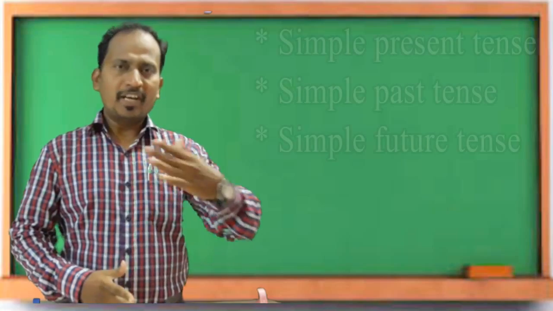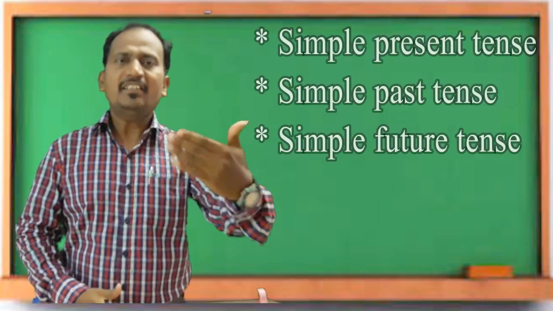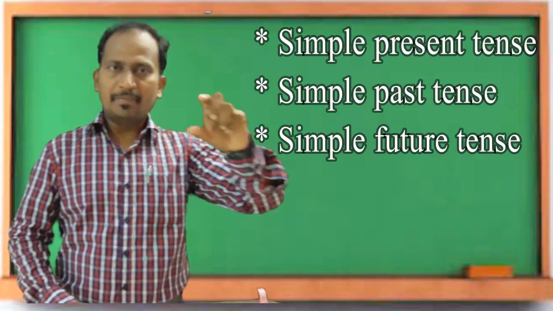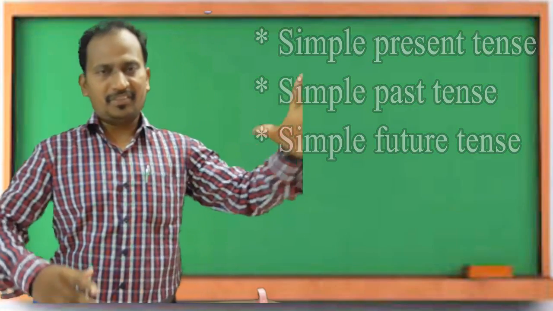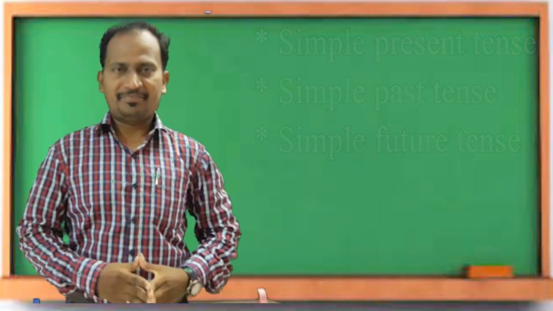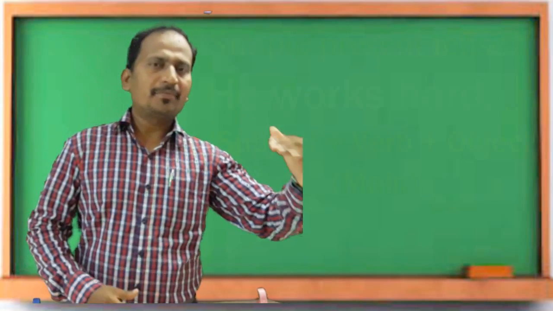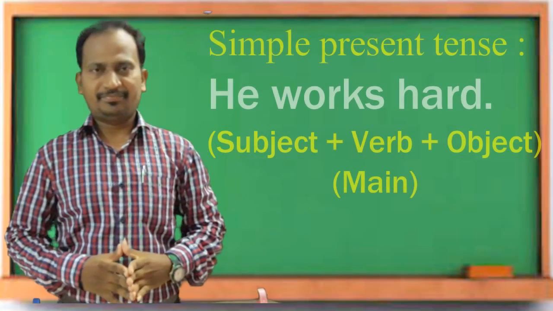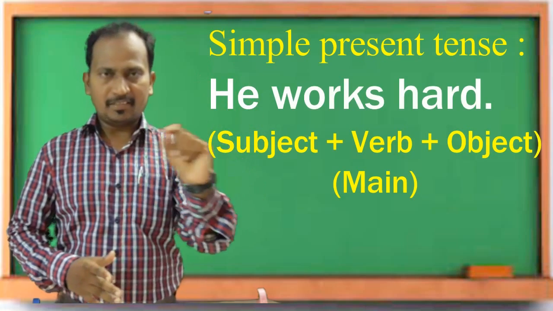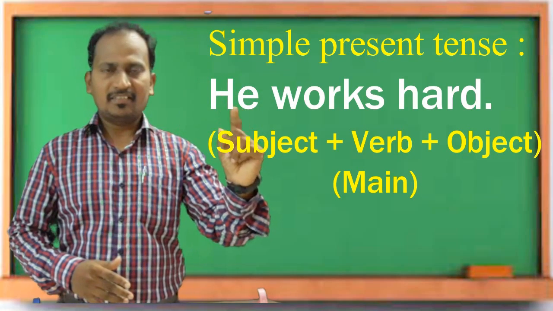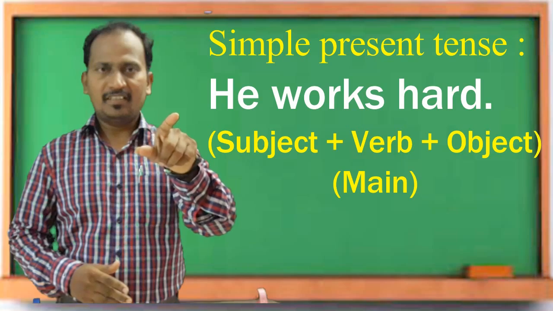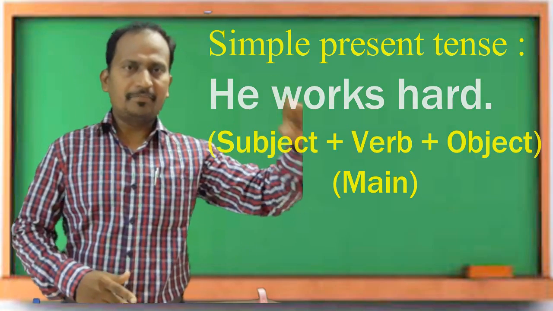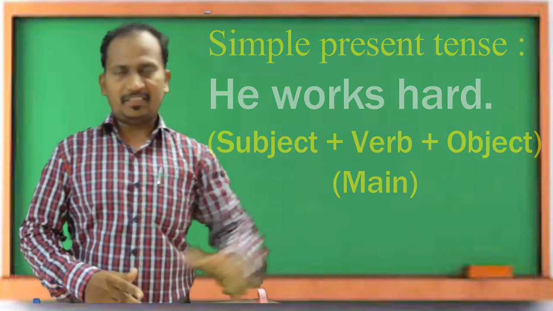Today we are going to see just three tenses, and these are simple past, simple present and simple future. Simple present. Now see the example of simple present tense. He works hard. He, subject; works, main verb; hard, object or other word. This is the formula of subject plus verb plus object.